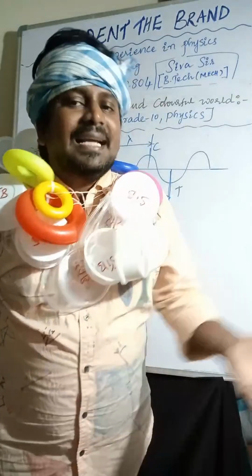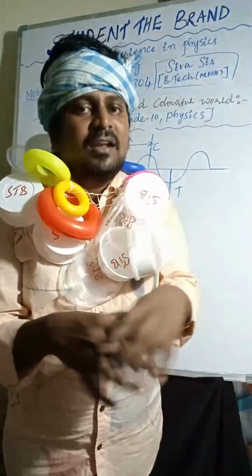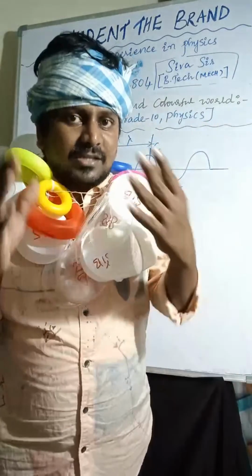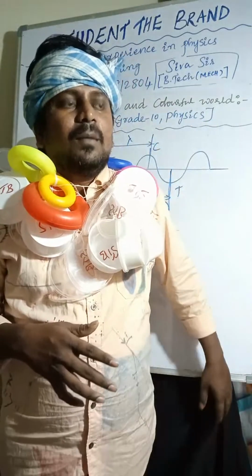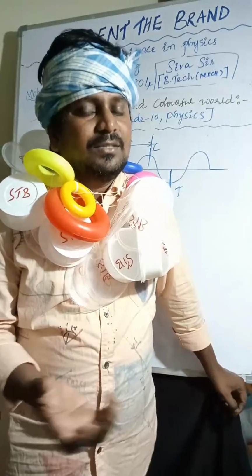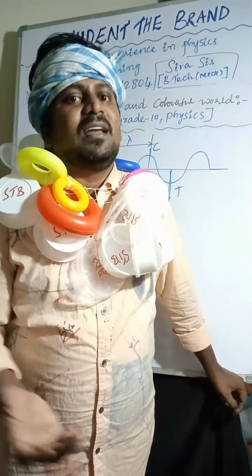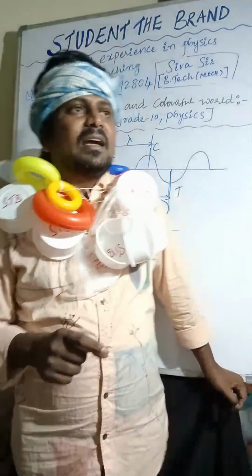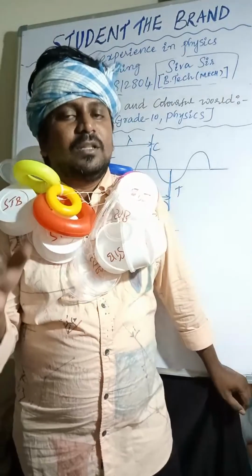Coming to astigmatism, the person can't identify horizontal lines as well as vertical lines. By using a suitable cylindrical lens, we can correct the defect. That is about astigmatism.